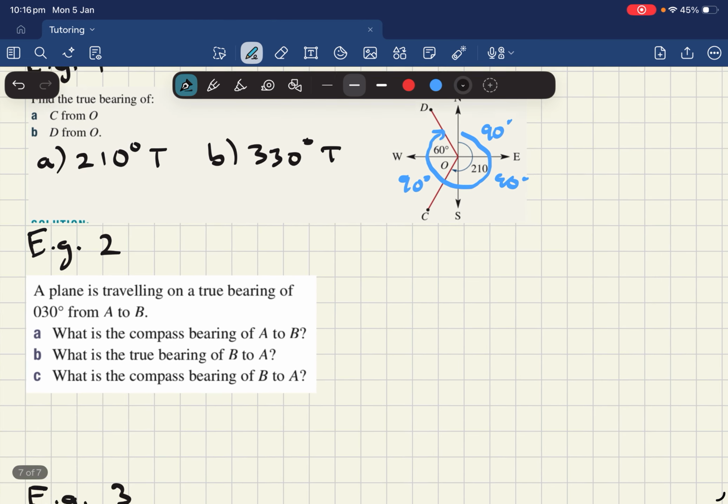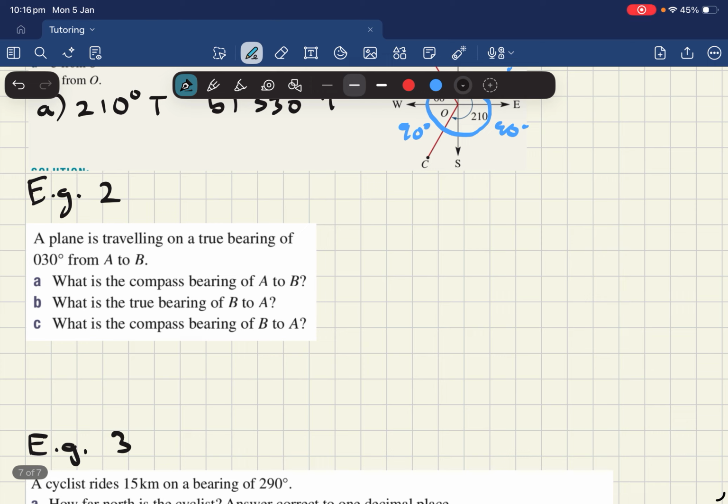Now, example 2. It's saying a plane is traveling on a true bearing of 30 degrees from A to B. So let's actually just draw a picture, because remember, the quality of our answer is only going to be as good as the picture we have drawn. So we have A, we're going to measure north from A, and it flies on a true bearing from A to B of 30 degrees.